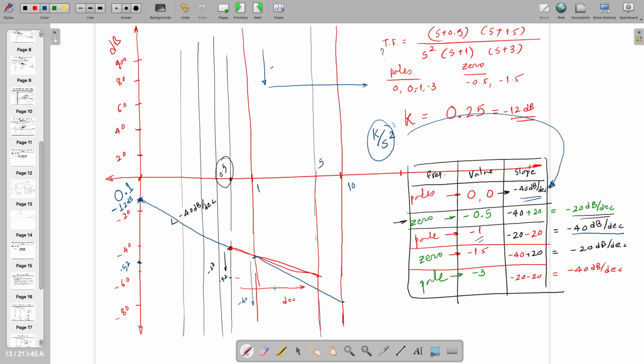Anybody has doubt, please ask. This is very important. That's right. So look, starting from here. If you know that your gain is actually starting from minus 12, you can start from 0 dB from the top itself. It's not compulsory. I started from here.